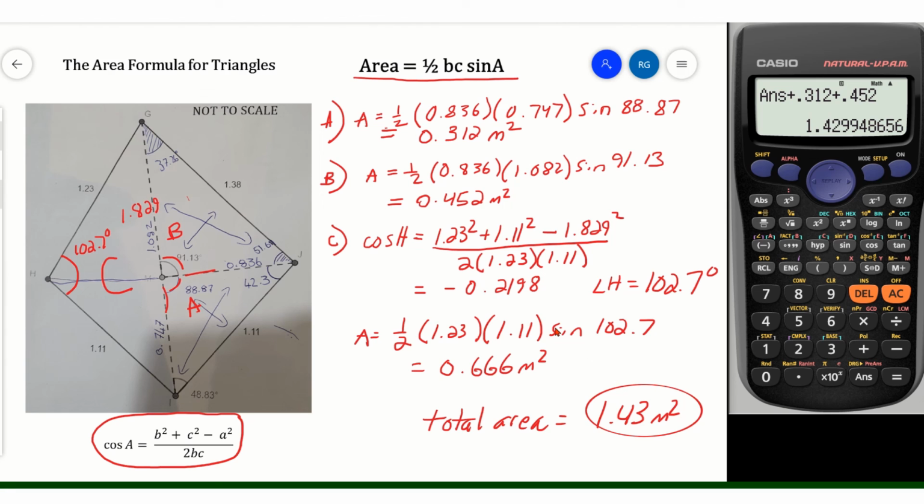So that's how you use the area formula for non-right angled triangles.